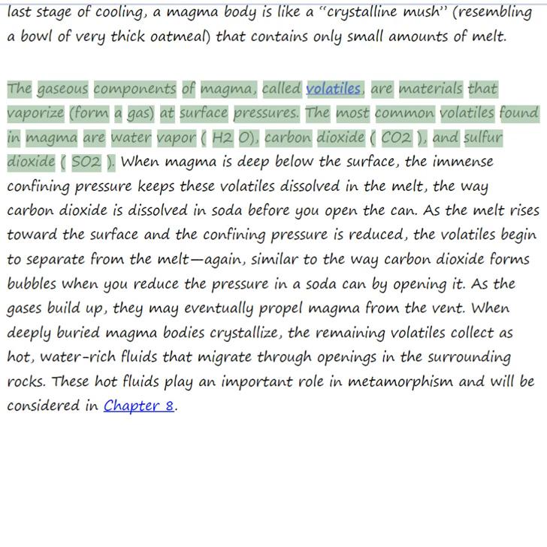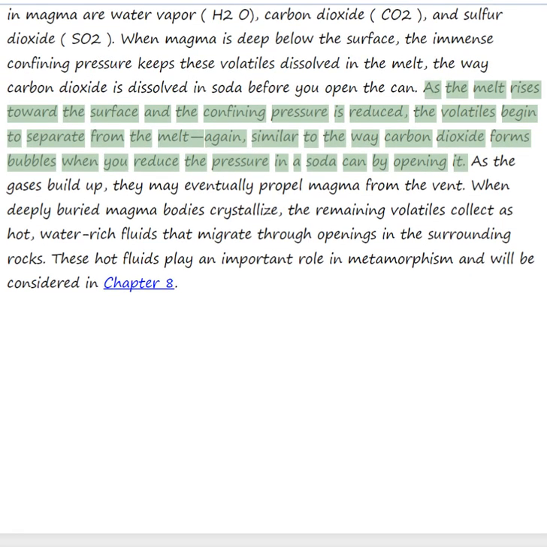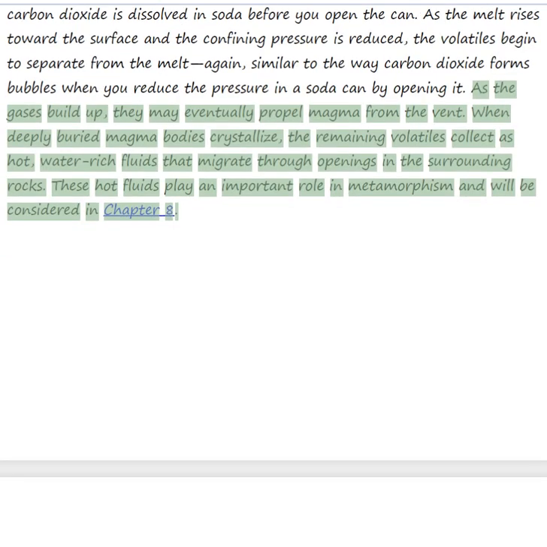The most common volatiles found in magma are water vapor, carbon dioxide, and sulfur dioxide. When magma is deep below the surface, the immense confining pressure keeps these volatiles dissolved in the melt, the way carbon dioxide is dissolved in soda before you open the can. As the melt rises toward the surface and the confining pressure is reduced, the volatiles begin to separate from the melt, again, similar to the way carbon dioxide forms bubbles when you reduce the pressure in a soda can by opening it. As the gases build up, they may eventually propel magma from the vent.